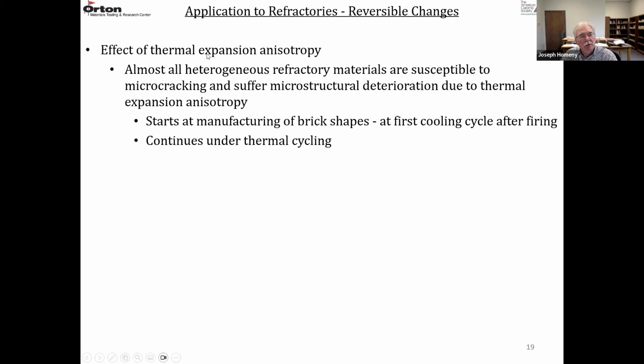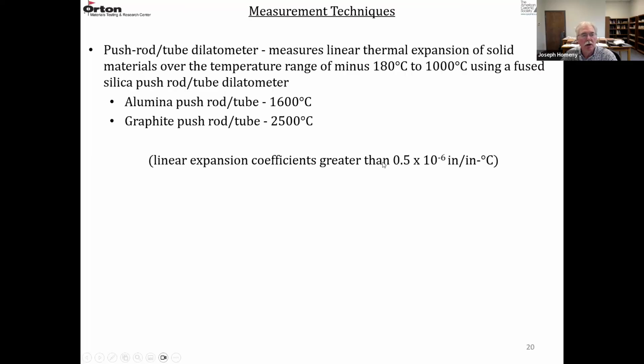The effect of thermal expansion anisotropy: almost all heterogeneous refractory materials are susceptible to microcracking and suffer some type of microstructural damage due to this anisotropic behavior. So when you first manufacture a fired brick, at the first cooling cycle after firing, microcracks can form, and as you continue thermal cycling these materials, the microcracks continue to increase in size and density. So just about all refractories are microcracked.